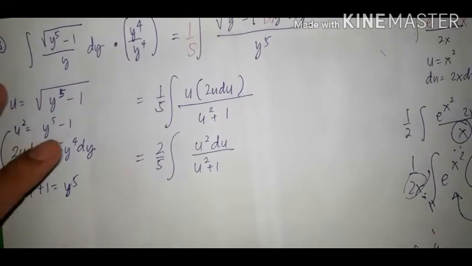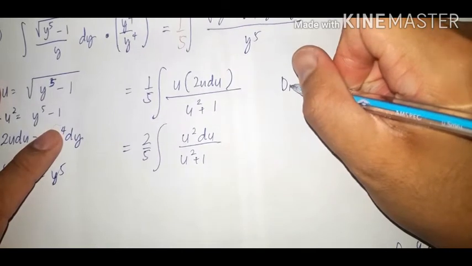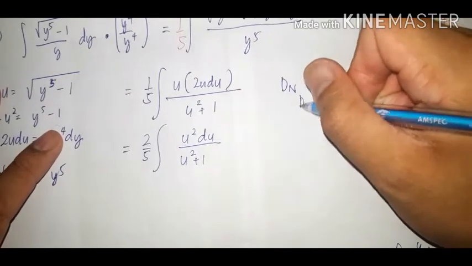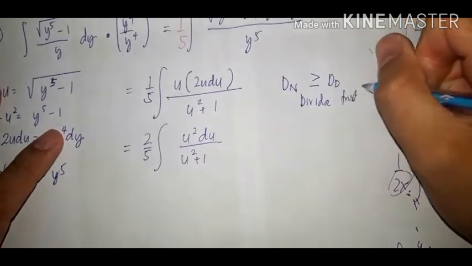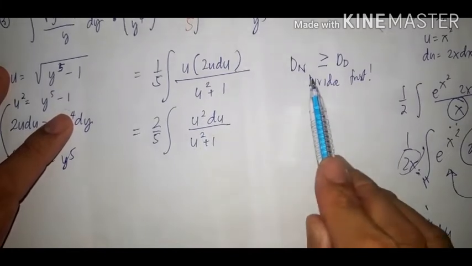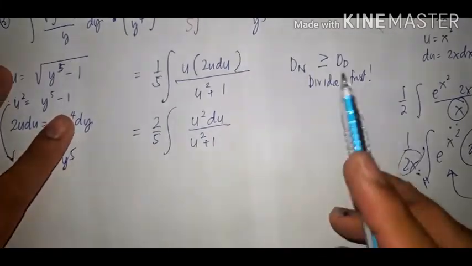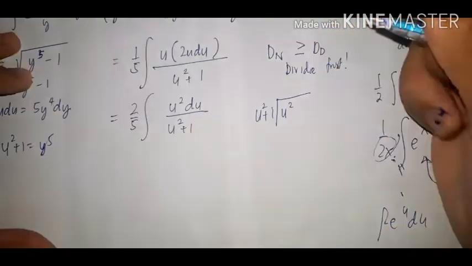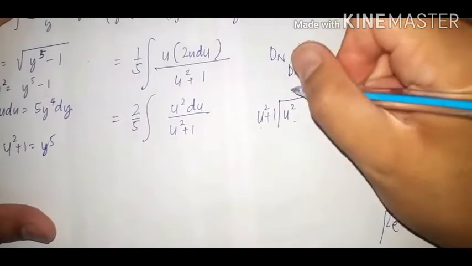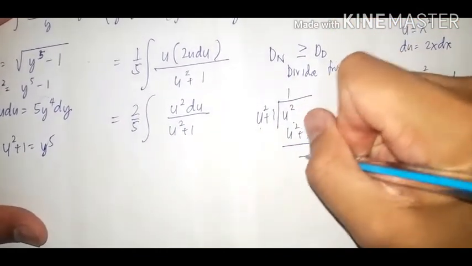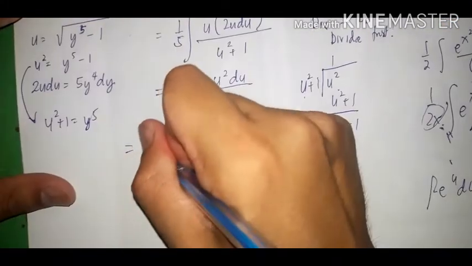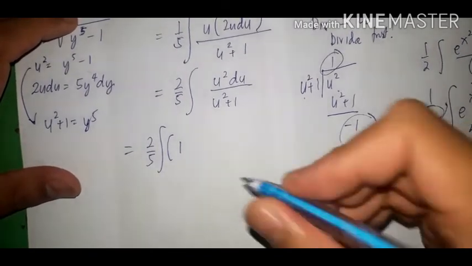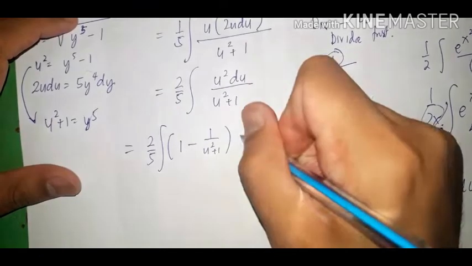So again, ang sinabi natin kanina, kapag raw ang degree ng numerator ay equal or greater sa degree ng denominator, divide first. So in this case, 2, 2. So kasama siya sa consideration, equal or greater. So since the degrees are equal, pwede natin siyang i-divide. So u squared plus 1 ang aking divisor. So u squared divided by u squared is 1. u squared plus 1, remainder is negative 1. So this is 2/5 integral of the quotient. This is your quotient and this is your remainder. So minus 1 over u squared plus 1 du.